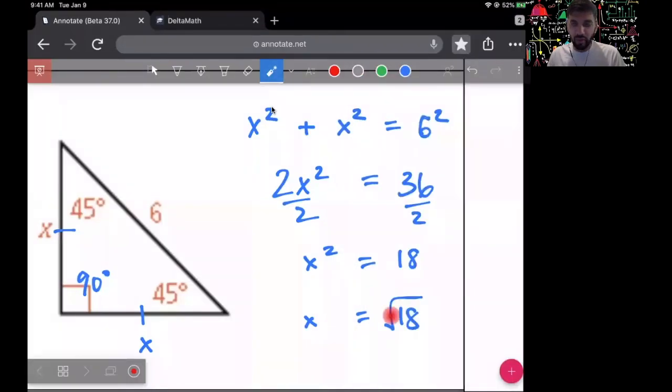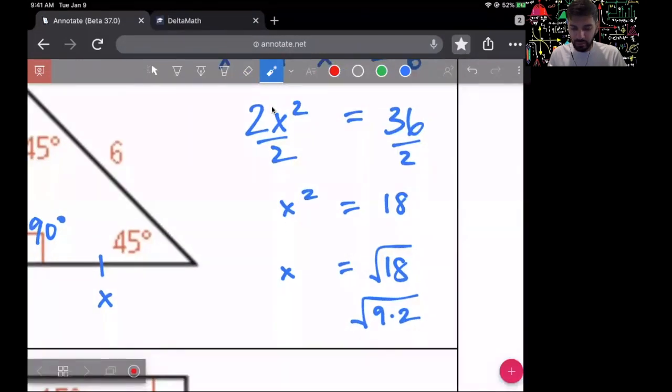Now what I want to do here in this example is find another number that's a square number that goes into 18, and that number is 9. If I did square root of 9 times 2, because 9 times 2 is 18, I can simplify this. Now what I do is I break apart the square root, and this is equal to the square root of 9 times the square root of 2.